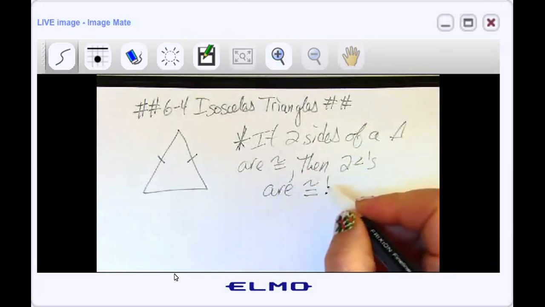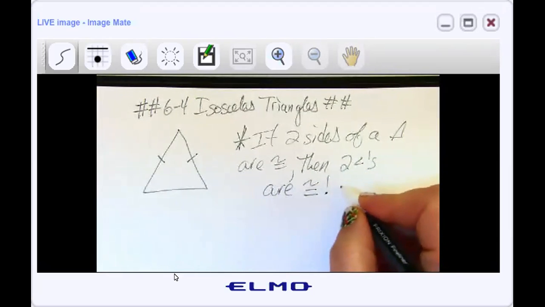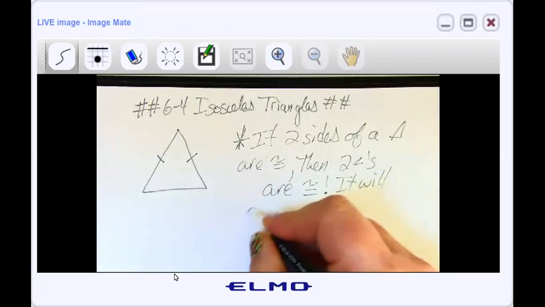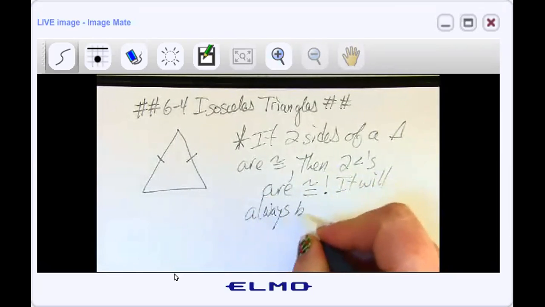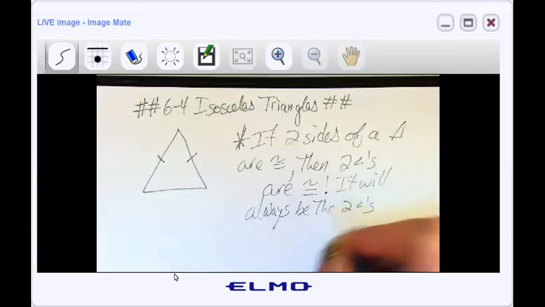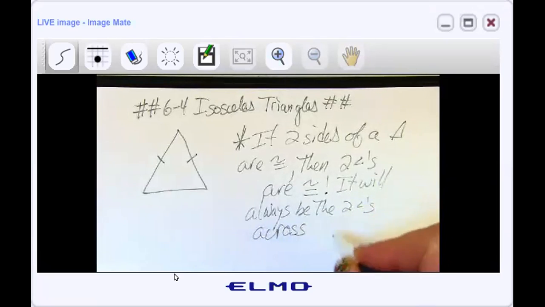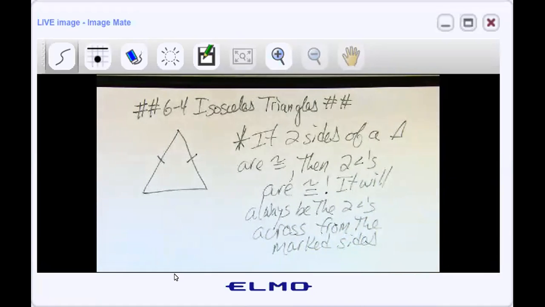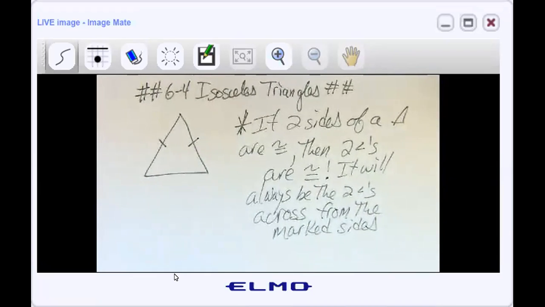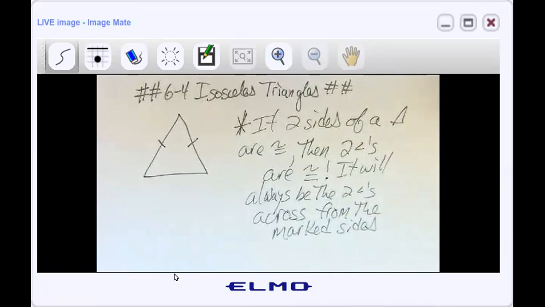Furthermore, it's not any two random angles. It's always going to be the two angles across from the sides that are marked. Oops, let's spell always, right? All right, so I have two sides that are going to be congruent. Two angles are then also going to be congruent. And it's always going to be the angles across from the sides that are marked.